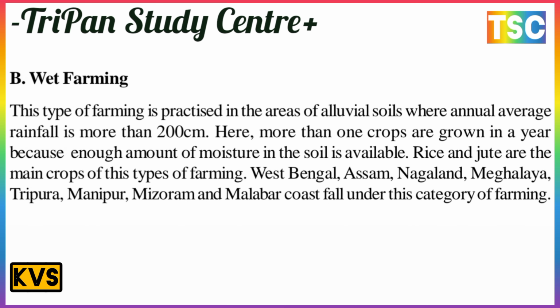The next is wet farming. This type of farming is practiced in the area of alluvial soils where the annual average rainfall is more than 200 centimeters. More than one crop is grown in a year because enough moisture in the soil is available. Rice and jute are the main crops of this type of farming. West Bengal, Assam, Nagaland, Meghalaya, Tripura, Manipur, Mizoram and coastal Malabar fall under this category of wet farming.